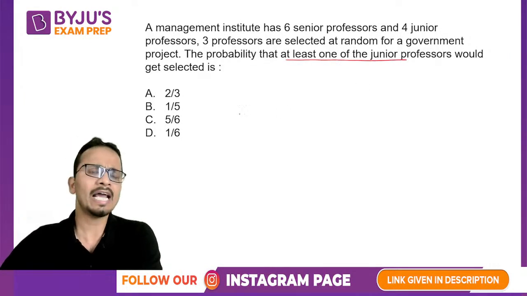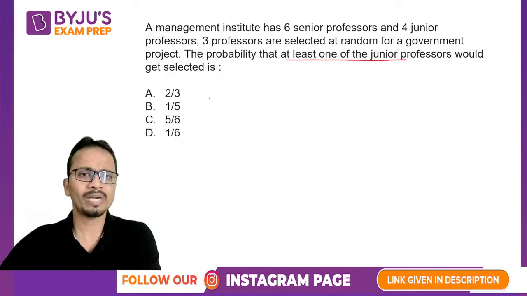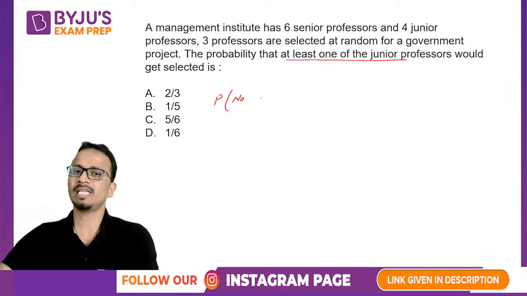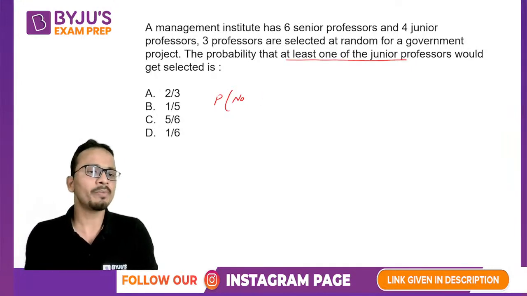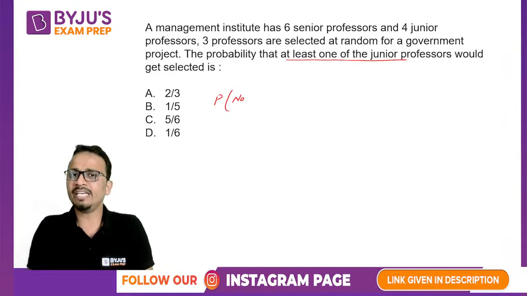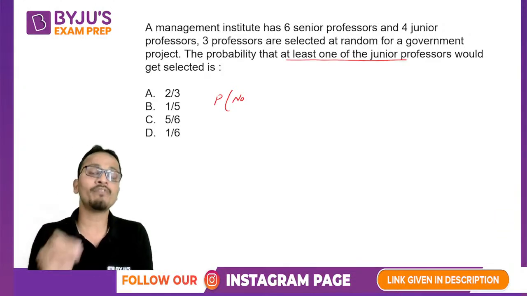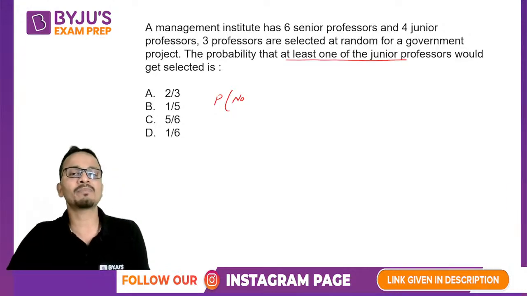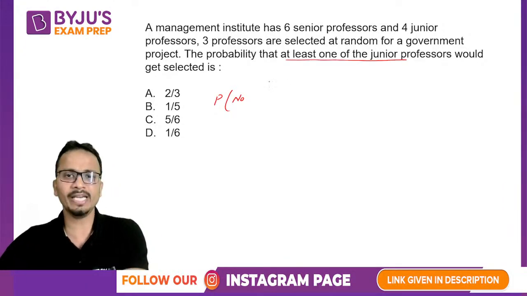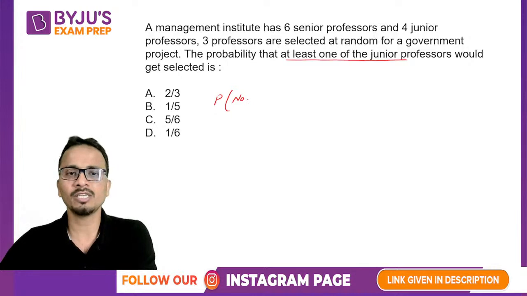Now whenever I have such a scenario, what I do is I calculate the probability that no junior professor will be selected. So wherever we need to calculate the probability of at least one, I calculate the probability of none and then subtract it from 1. So if no junior professor is selected, let's find that probability.